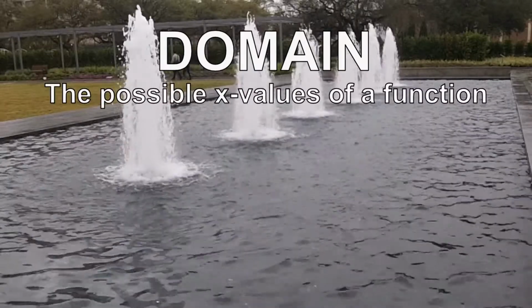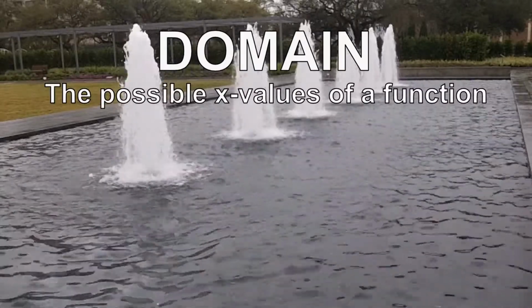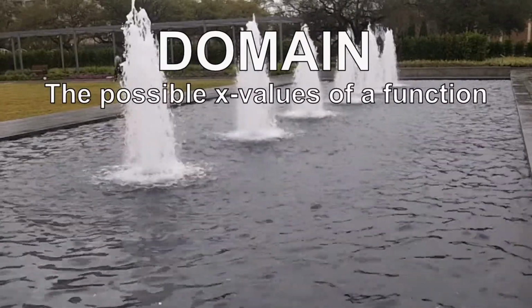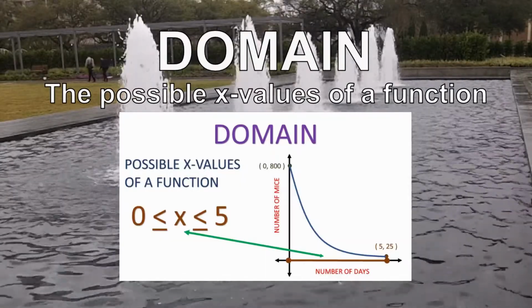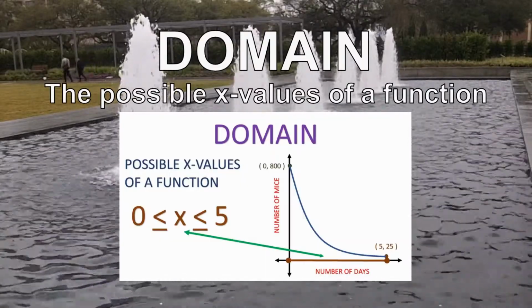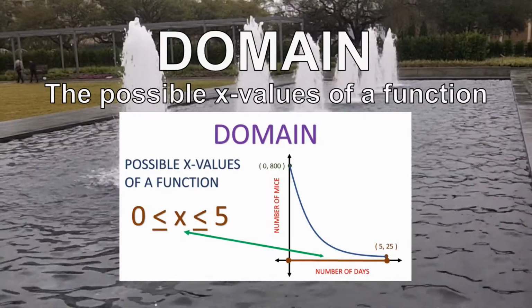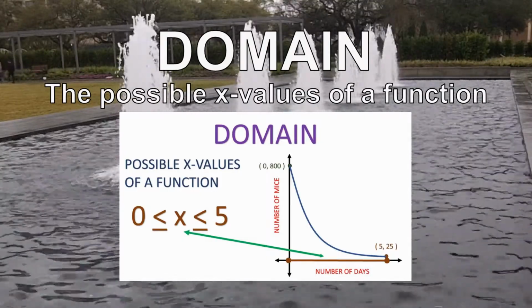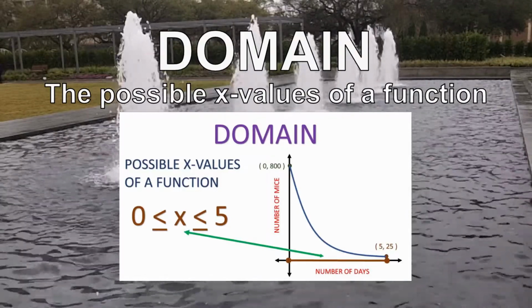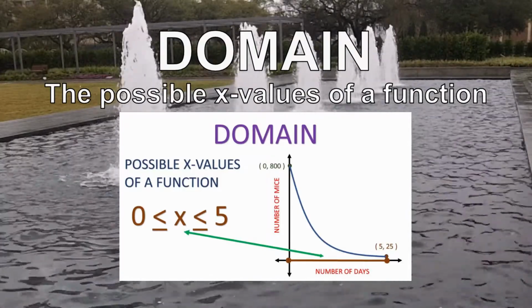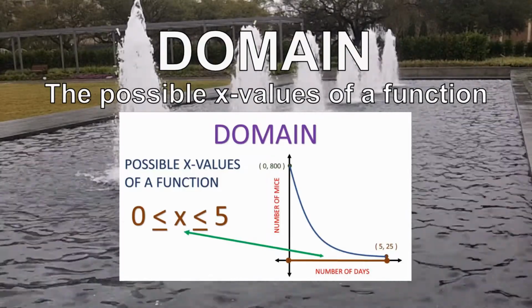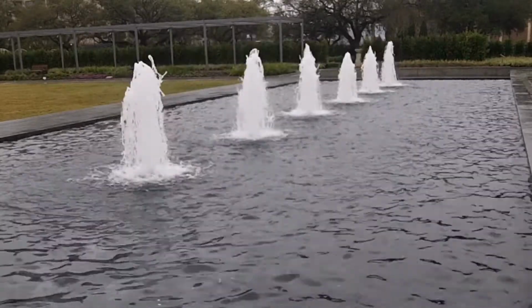Do you know the possible x values of a function? You know the domain. In the problem we just did, our graph goes from an x value of 0 to an x value of 5. So our domain would be 0 less than or equal to x less than or equal to 5. The domain tells you the possible x values of a function.